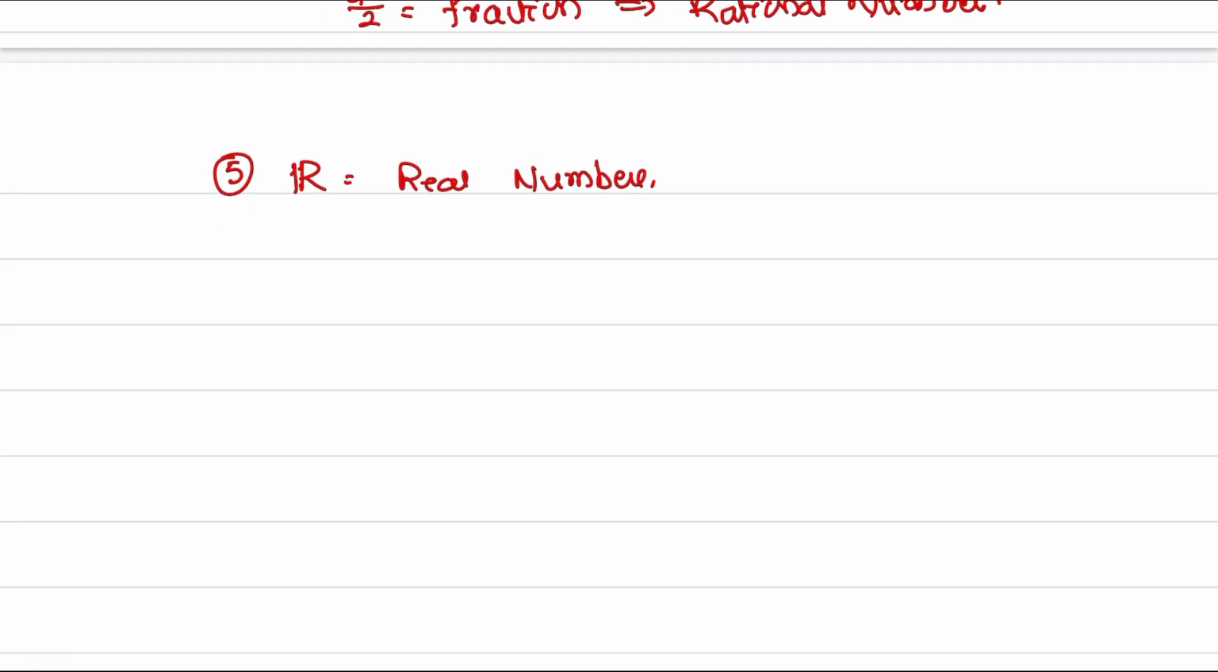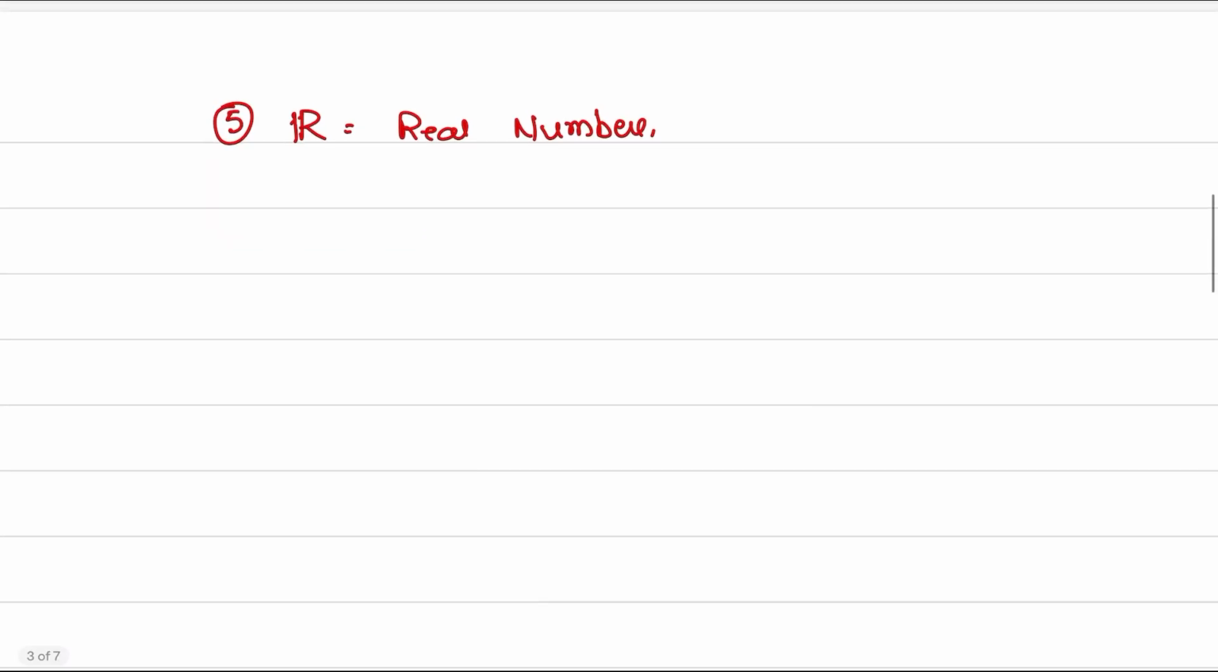Now, real numbers is the set of numbers which are inclusive of all other numbers, including irrational.